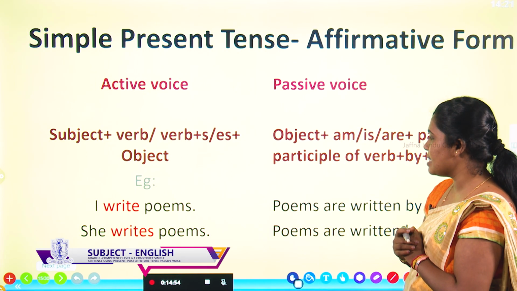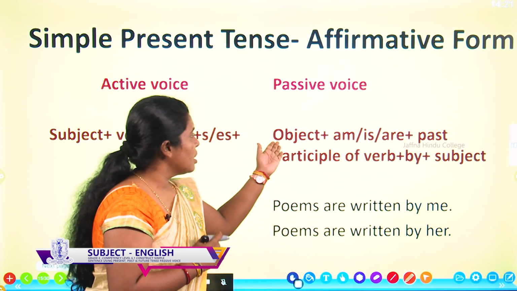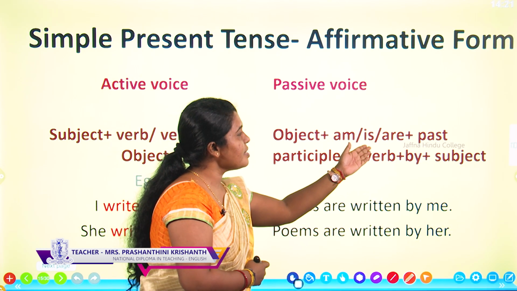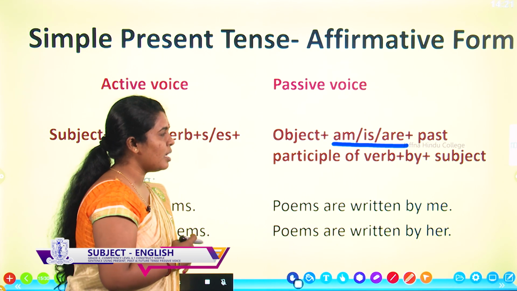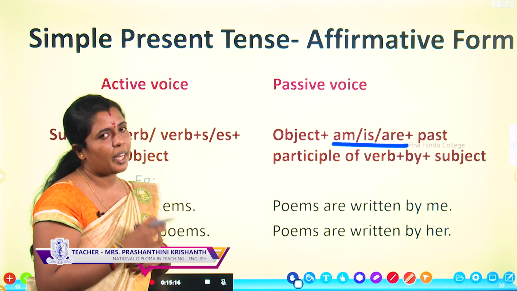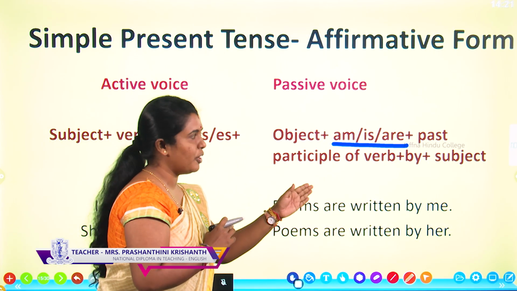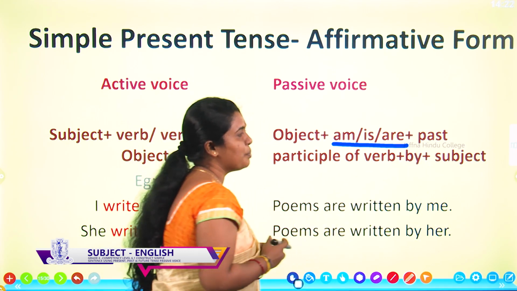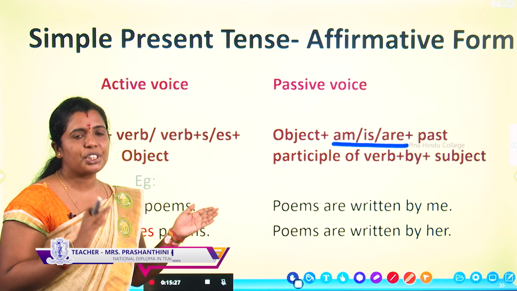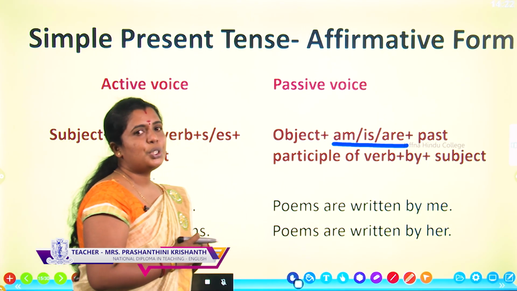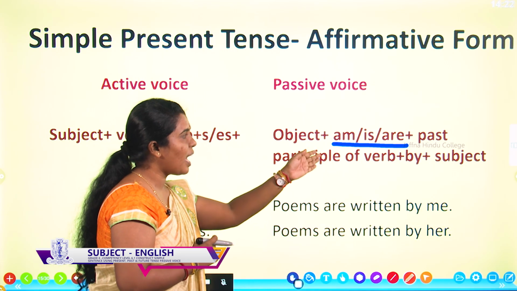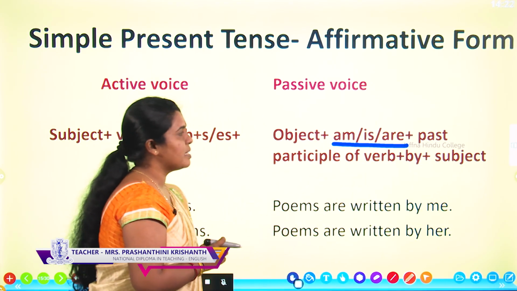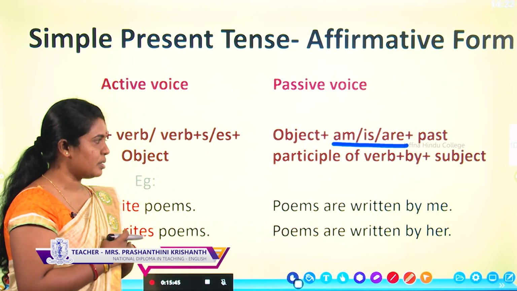Now the passive voice sentence, see here, object and am or is or are, right? This is the helping verb you should use in simple present passive voice. Am or is or are plus past participle of verb. I already taught you what is the past participle of a verb. Then by, after that you must add the doer, right? Who did the action or who does the action? You should mention the doer. So this is the structure of a passive voice simple present tense sentence. Object, am or is or are, then past participle of verb, then by plus doer.